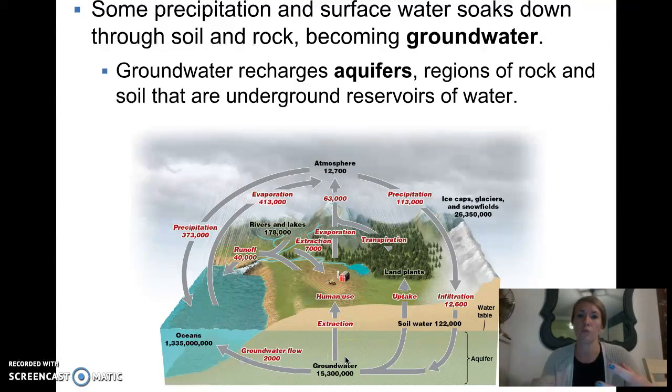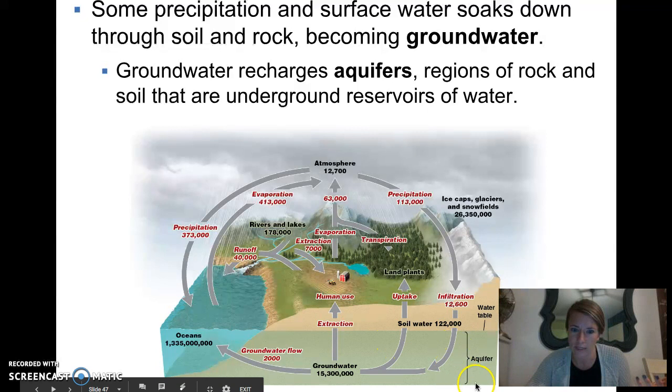And there are these huge places of underground water storage called aquifers. It's not like a tank underwater, it's just regions of rock and soil that are able to store a lot of water. And so groundwater, when the ground absorbs the water from the runoff, it recharges the aquifers and restores them. So this is the aquifer down here, and the groundwater restores that.